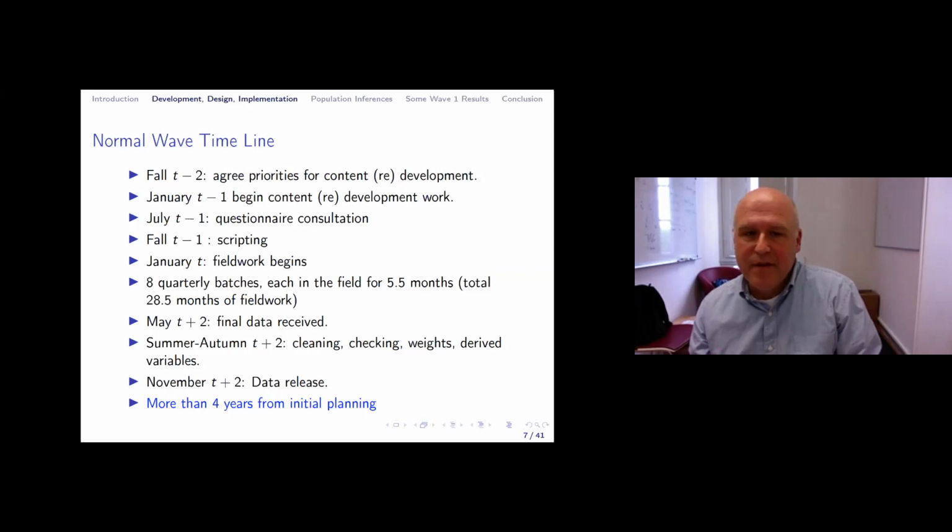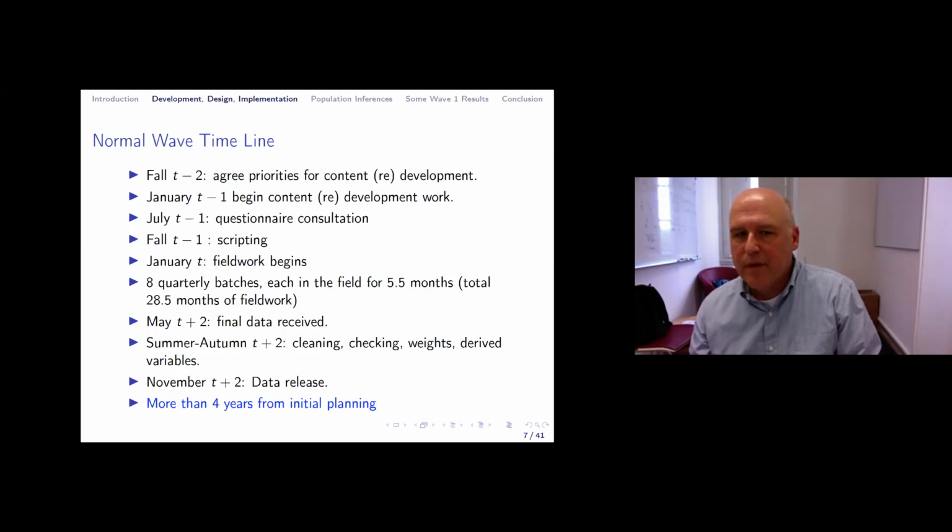Then in January of 2019, so at T-1, we begin content development work through the spring. There's consultation on the draft questionnaire in the summer, and it's turned over to the field agency for scripting in the fall.